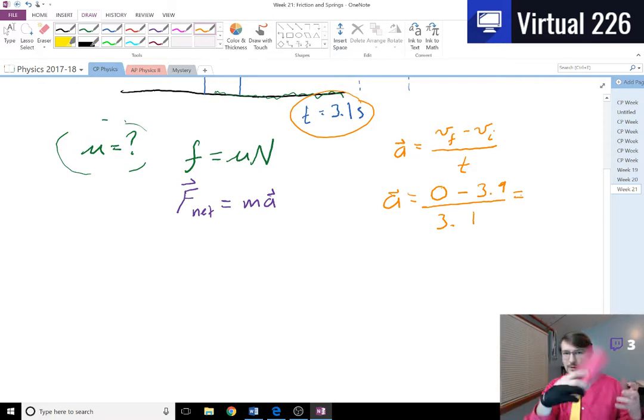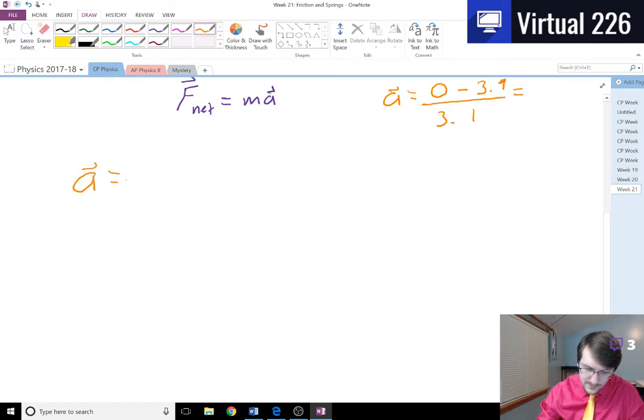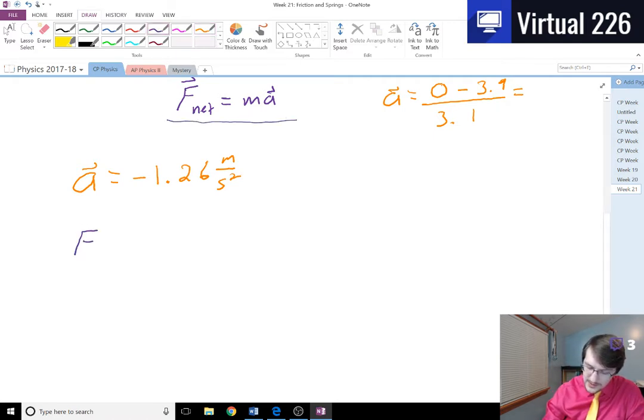So we bust out our trusty calculator. We know we're going to get a negative answer here, so that's negative 3.9 divided by 3.1, and we get an acceleration of negative 1.26, if we round it up, meters per second squared. Okay, so what we can do with this is take it into our F equals ma equation, and say that F net equals the mass 1.1 times an acceleration of negative 1.26. So that's kilograms, and that's meters per second squared.